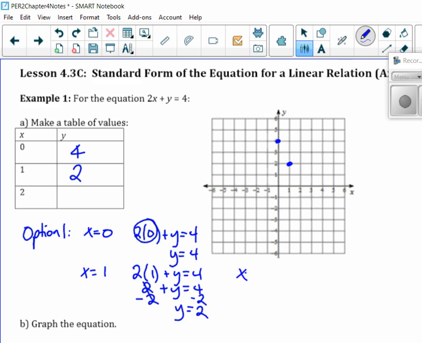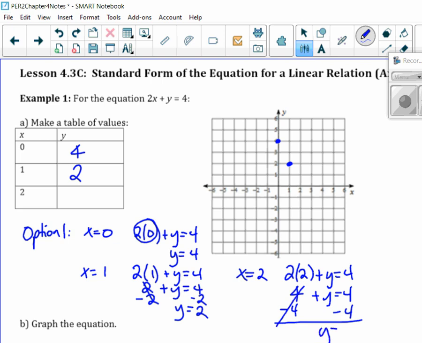Then I get x equals 2, sub it in. So 2 times 2 plus y equals 4. 4 plus y equals 4. Subtract 4, and we get y equals 0. So then I plot 2, 0. And you can see I did it right because it forms a line. If you get points that are jagged everywhere, you know you did some kind of calculation wrong. So take your ruler, connect the dots, go all the way from one end to the other.